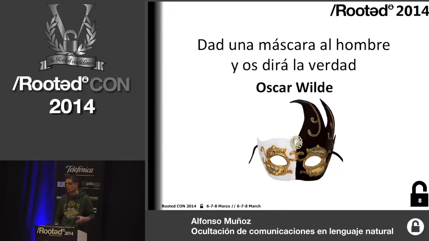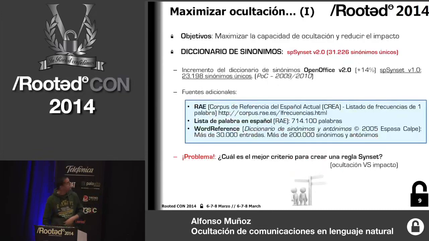natural language by using word synonyms. And for that, I produced the tool. What did I do? Well, I wanted to achieve two main objectives, one being maximizing the capacity of hiding, and then reducing impacts. So I want to hide as many bits as possible, and if I replace a word, I really wanted it not to be that visible, okay? I wanted it to look human, so to speak.